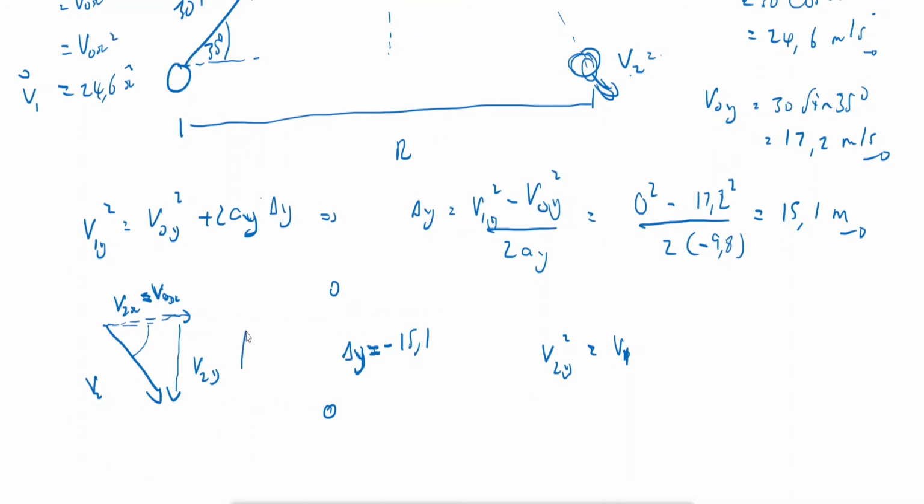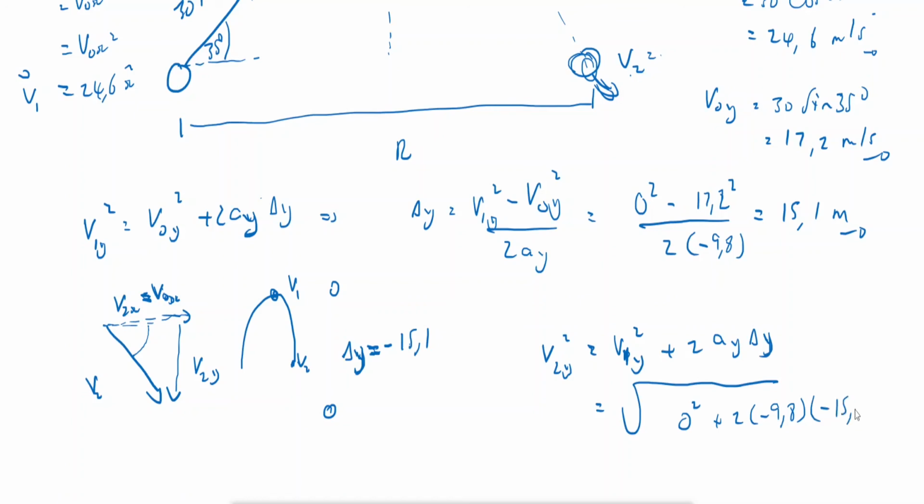Remember the ball is like this, so I'm taking it from point 1 to point 2. So v1, v2, I'm using that interval. Okay, so v2y squared is going to be v1y squared plus 2ay, which doesn't change, times that delta y. Now remember, my ay is going down, so it's going to be negative. So I don't know that, I'm just going to put the square root. So this is going to be the square root of 0 squared plus 2 times minus 9.8 times minus 15.1.